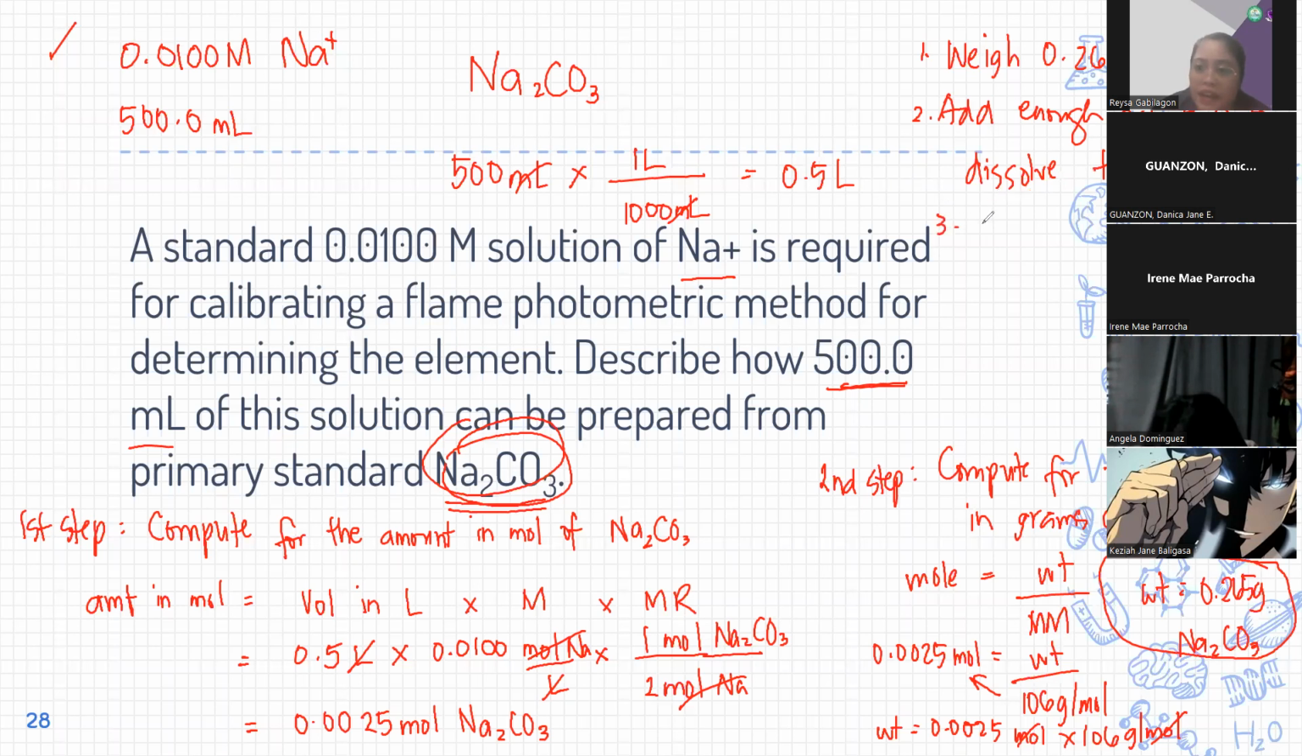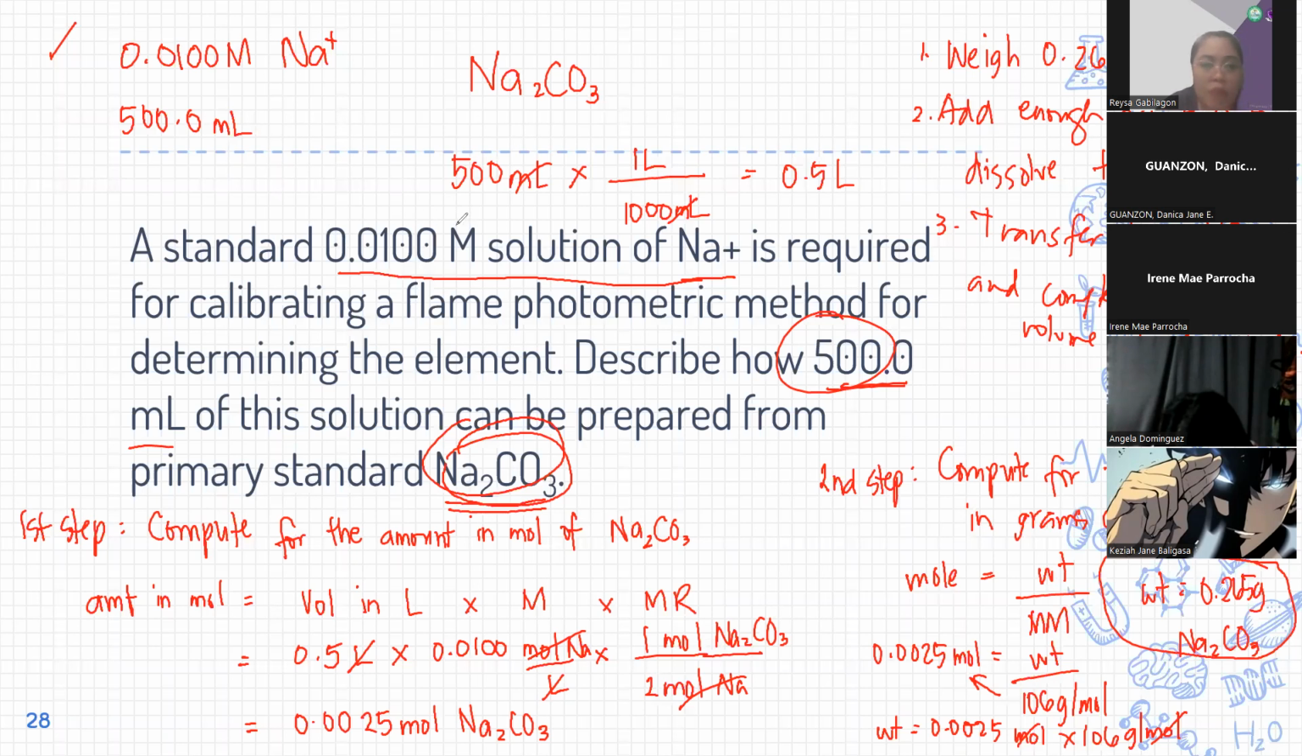And then number 3, we can transfer this to a volumetric flask and complete the volume. What is our volume? Complete the volume to 500 ml. So, that is our description. So, if we're going to use 0.265 grams of the sodium carbonate and then complete the volume to 500 ml, automatically we can get this one, because this is our target.